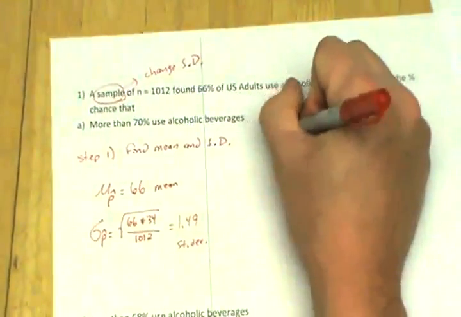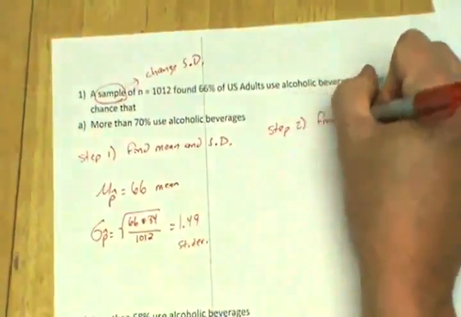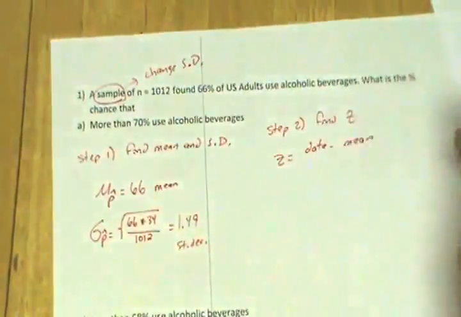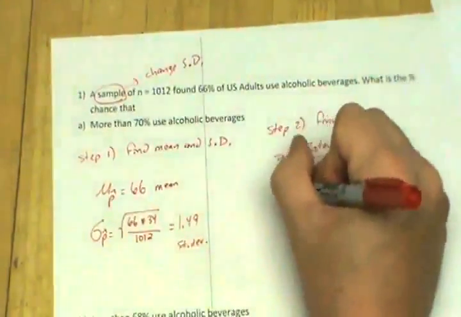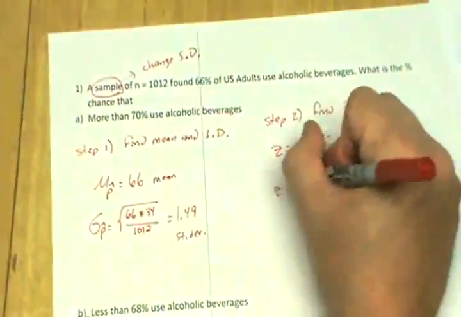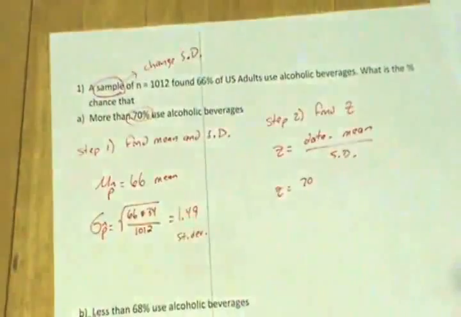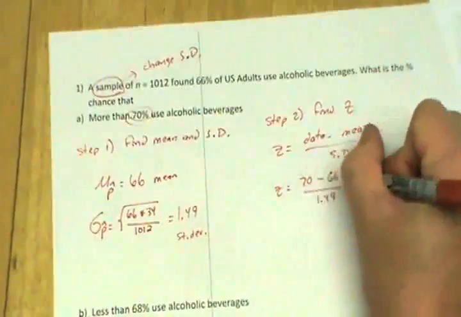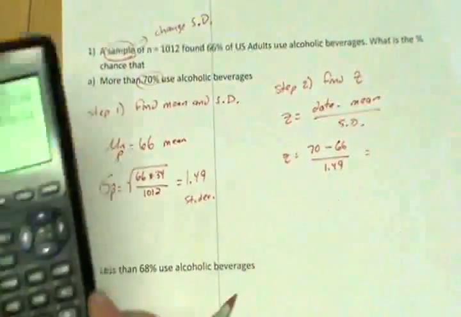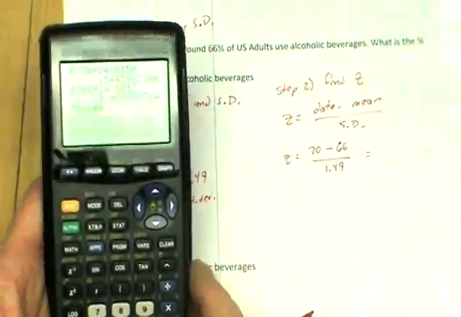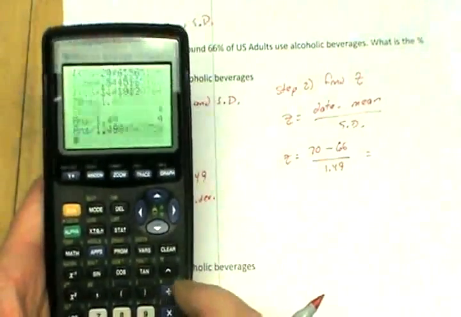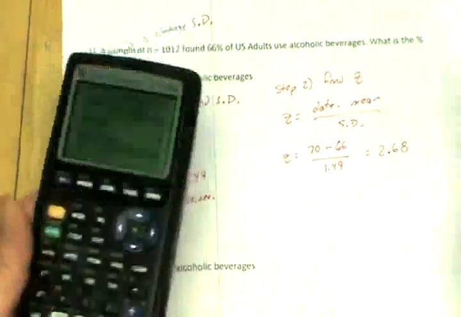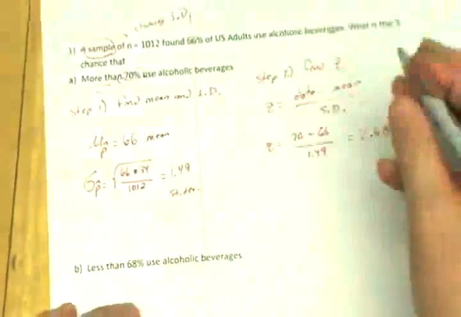Step two is the same thing. Find the z-score. So z-score is still data minus mean divided by standard deviation. The data is the question, 70, right here. We're subtracting the mean, which is 66, and we're dividing by the standard deviation of 1.49. 70 minus 66 divided by 1.49. 2.68 is our z-score. We want more than that because that's what the question asks for.